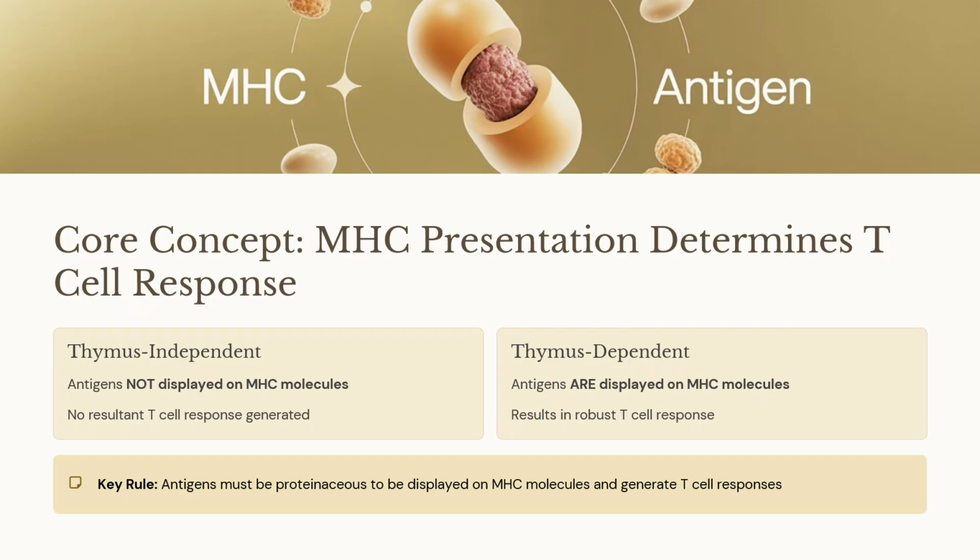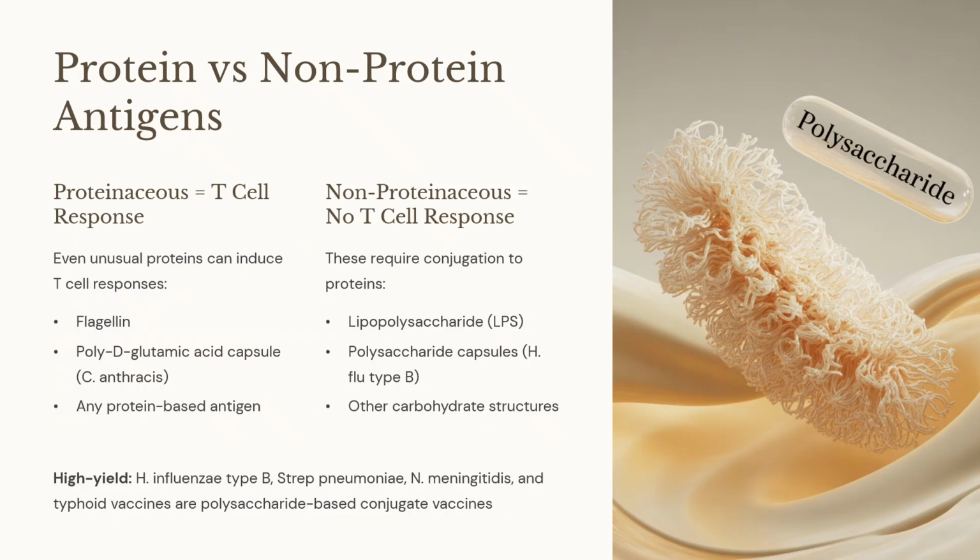So why are certain antigens displayed, and why are certain antigens not displayed? The protein antigens are displayed on the MHC, thereby producing the T cell response. So even unusual proteins, if it is a protein, can induce a T cell response, say, like flagellin, the poly-D-glutamic acid capsule of Bacillus anthracis, and any protein-based antigen.